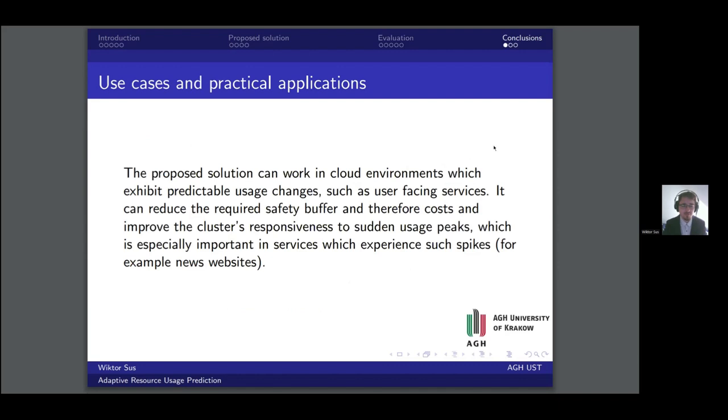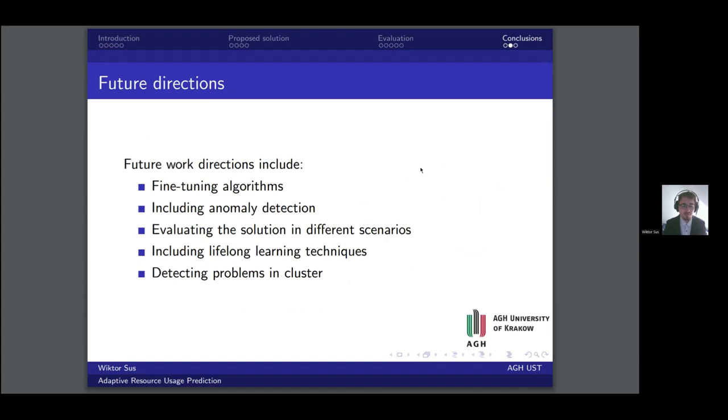websites. The future directions include fine-tuning the existing algorithms and evaluating new ones, adding an anomaly detection module, benchmarking the solution in different scenarios, both in terms of load and service types, including lifelong learning techniques, and finally detecting problems in the cluster, which could perhaps be also done when using the system together with the anomaly detection module.